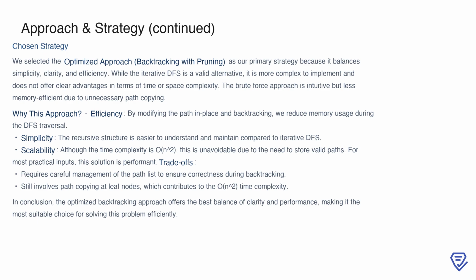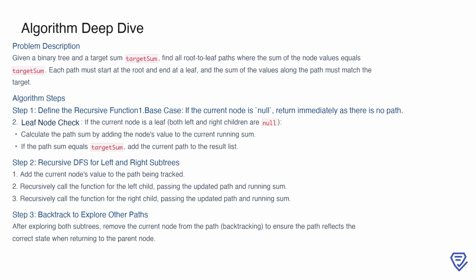Though we still need to copy valid paths at leaf nodes, which contributes to the O(n) squared time complexity, this is an unavoidable aspect of the problem and does not outweigh the advantages of this approach. Compared to the iterative DFS, backtracking is easier to understand and implement, making it more accessible for general use. While careful path management is necessary, this trade-off is manageable. For most practical inputs, this solution is both performant and straightforward, making it the ideal choice for solving Path Sum 2 effectively.